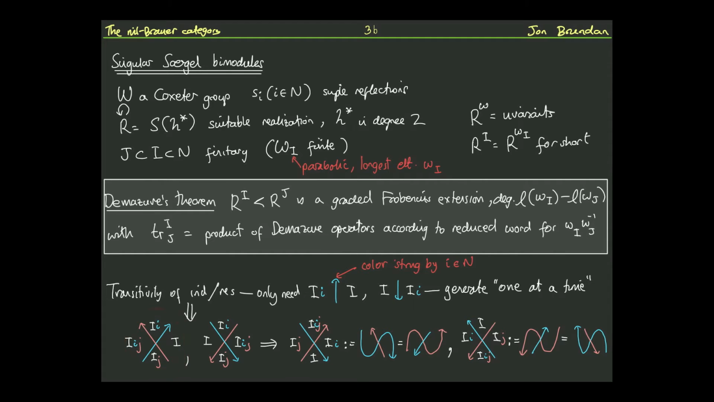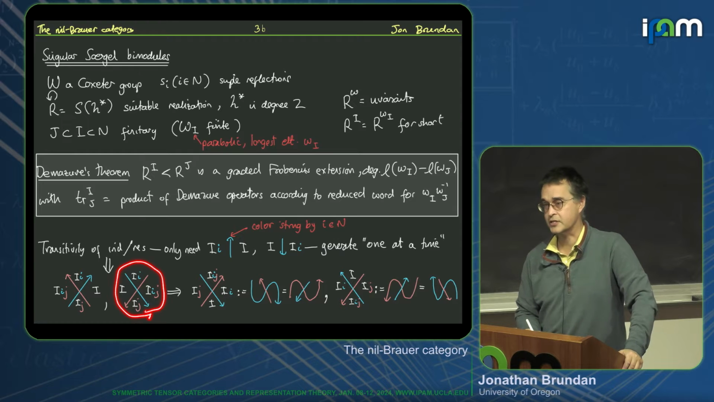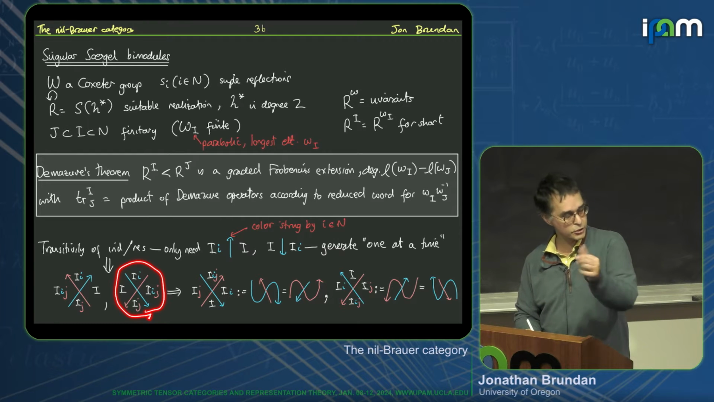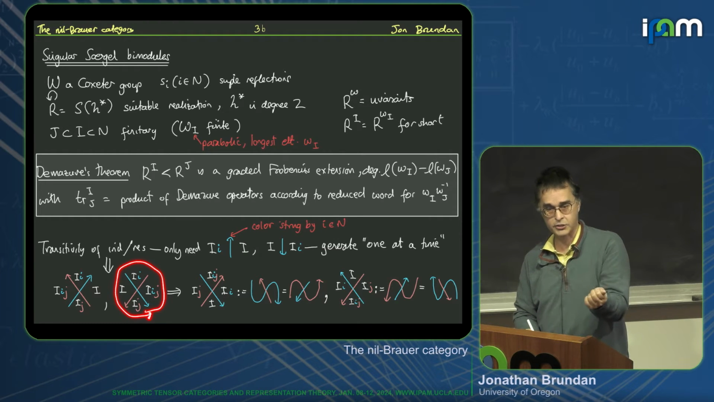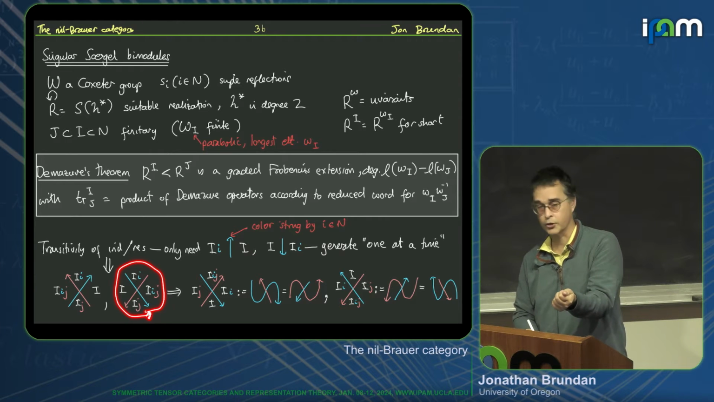So in these diagrams now I start coloring the strings by the simple reflections that I'm using. So this is like a blue string and a pink string, and the strings are colored by the simple reflections that you're inducing. And similarly, this downward crossing is restriction done either way. These two functors are isomorphic, and this crossing is the canonical isomorphism between those composites. Does that make sense to people?